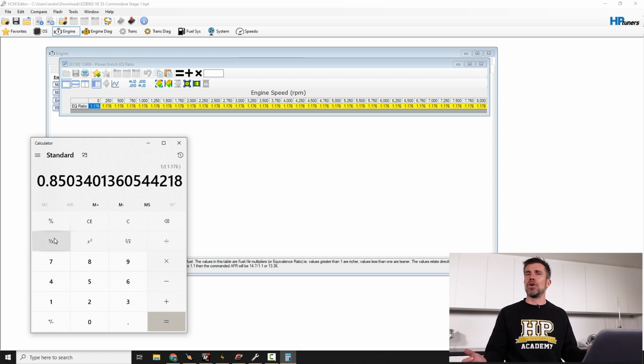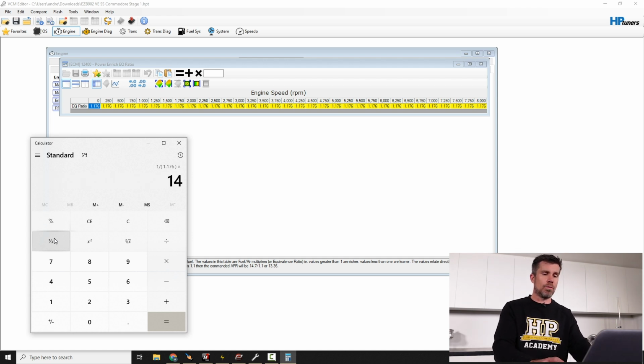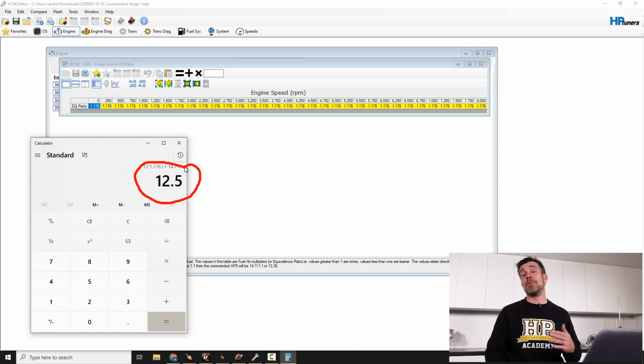Now, a lot of tuners don't work in lambda units. That's fine too. We want to go one step further and convert this into air-fuel ratio units. We simply multiply by the stoichiometric air-fuel ratio for the fuel we're running. In this case, pump fuel, we'll multiply by 14.7. So that gives us a target air-fuel ratio in power enrichment of 12.5 to 1.